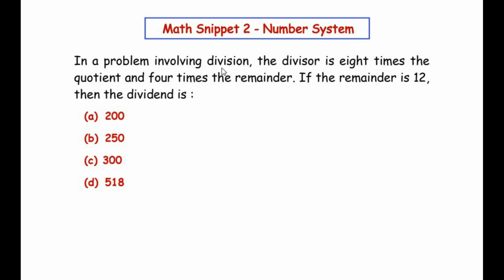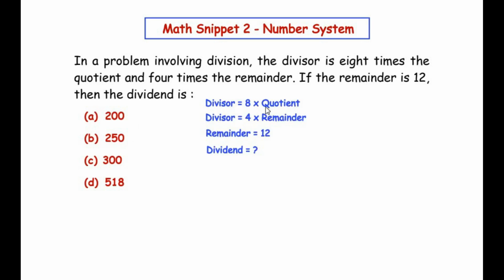So let us try to understand the question first. It is given that the divisor is 8 times the quotient and the divisor is 4 times the remainder. So here we have written the divisor as 8 times quotient and the same divisor is 4 times the remainder. And if the remainder is given in the question as 12, then what is the dividend?